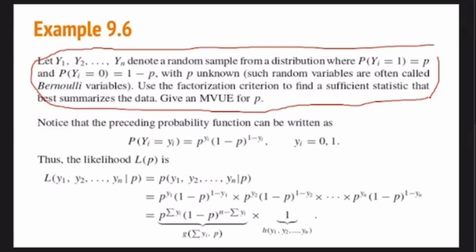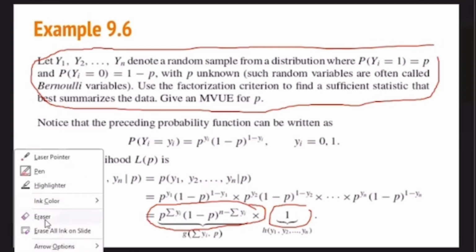We get the likelihood, and we factorize. What happened? We got two functions, right? One depends on the parameter, and the other one does not depend on the parameter. This is using the Fisher-Neyman factorization theorem, and based on this, we realize that summation y is a sufficient statistic. Any question?